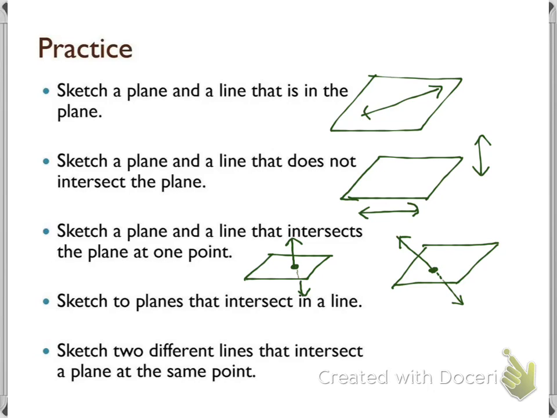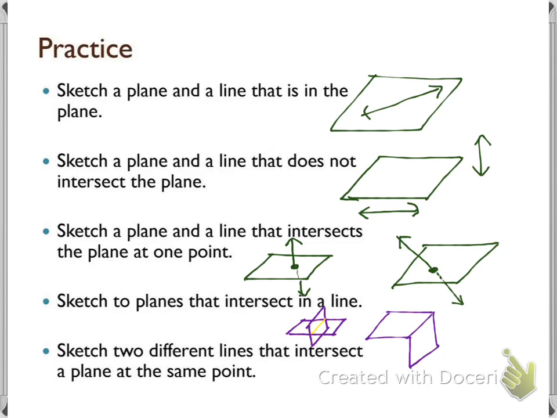Okay, sketch two planes that intersect in a line. So let's draw, I'll change colors here. I have one plane here. Now if you're not sure, just think of that floor and ceiling or the wall and the floor. You could draw it like that. And there's my line where they share. Or if you want to get fancy, you can draw one plane and the other plane, and they intersect on the line.